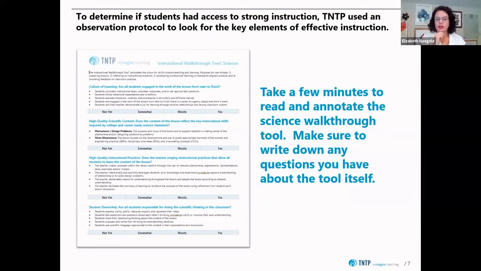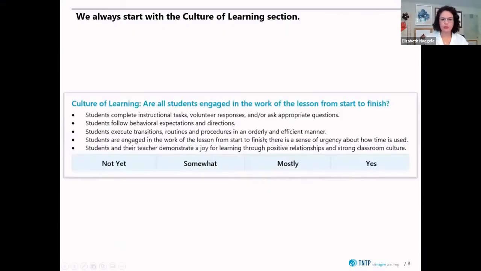Okay, so just like for the grade appropriate assignments tool, our goal is not to be normed raters today, but to use this tool as a foundation for what we expect to see in a strong science classroom. And we're going to use the language of these indicators to help us internalize that. So you probably saw that the first section of the tool was about culture of learning.